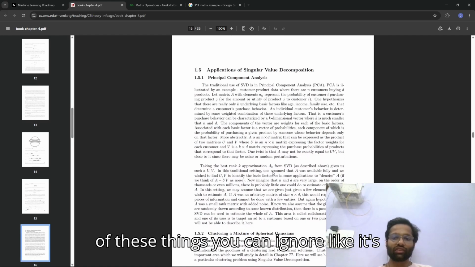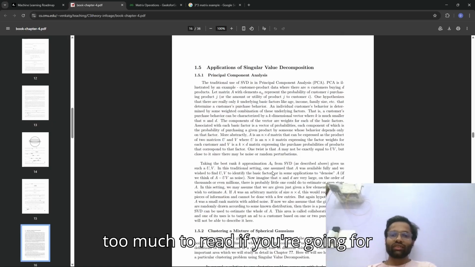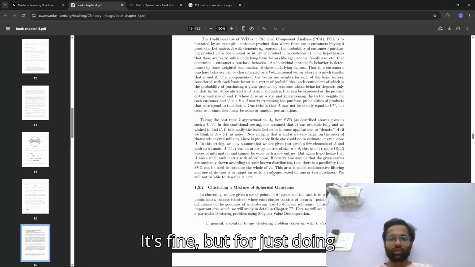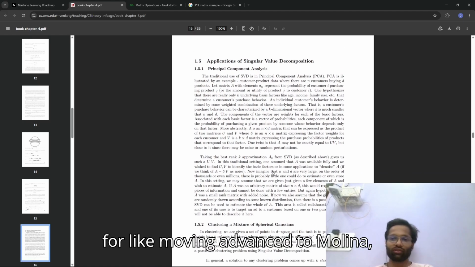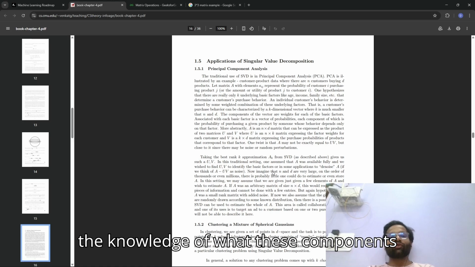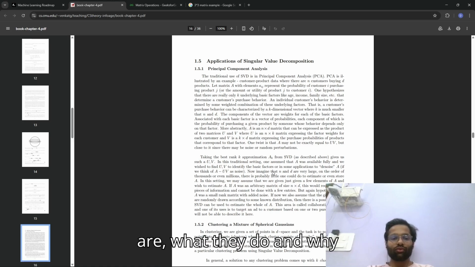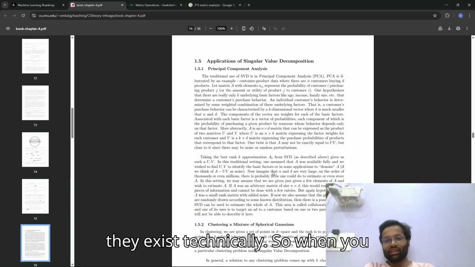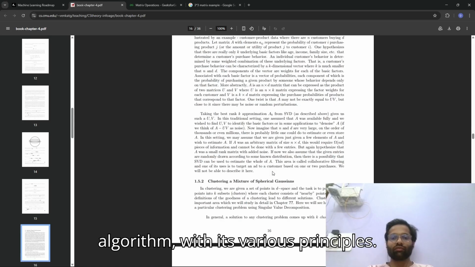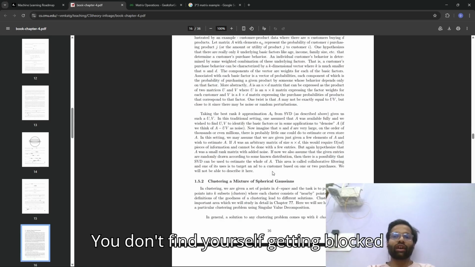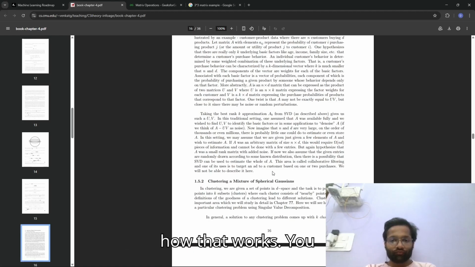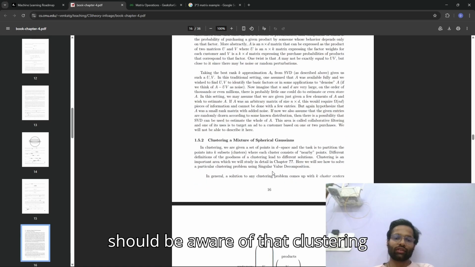So some of these things you can ignore, like it's too much to read if you're going for research. It's fine, but for moving advanced into ML and AI, you should have the knowledge of what these components are, what they do, and why they exist technically. So when you come across a model with its algorithm and various principles, you don't find yourself blocked, thinking, okay, I don't know what's inside that or how that works. So you should be aware of that.